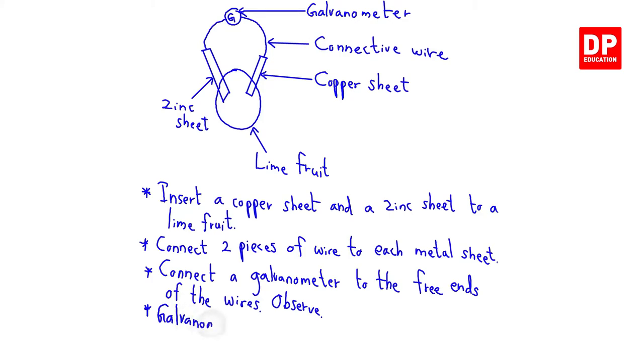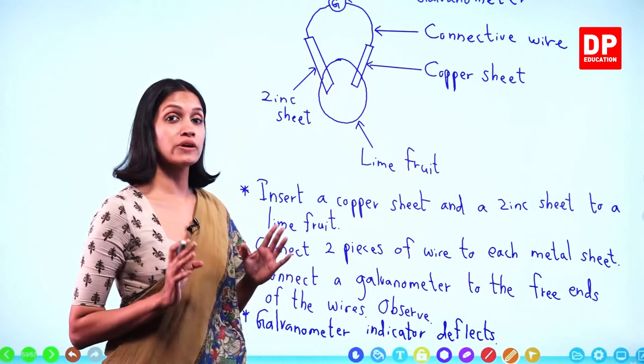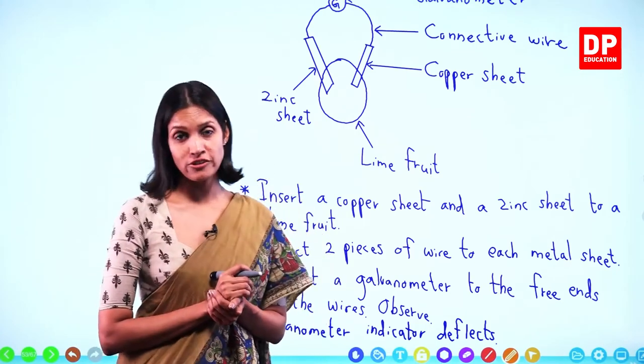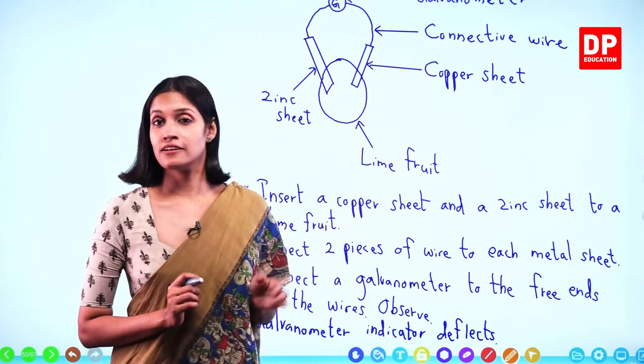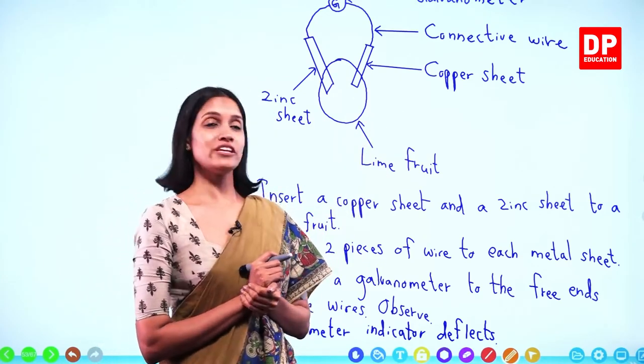Galvanometer indicator deflects. So it deflects only if electricity passes through it, right? Which means at this point electricity is generated. Understand, children? We'll move on to the next.